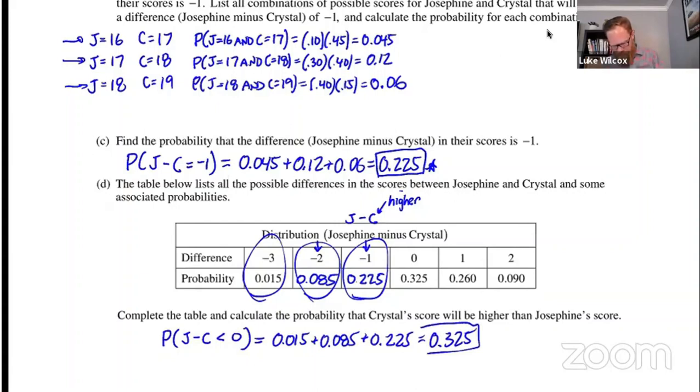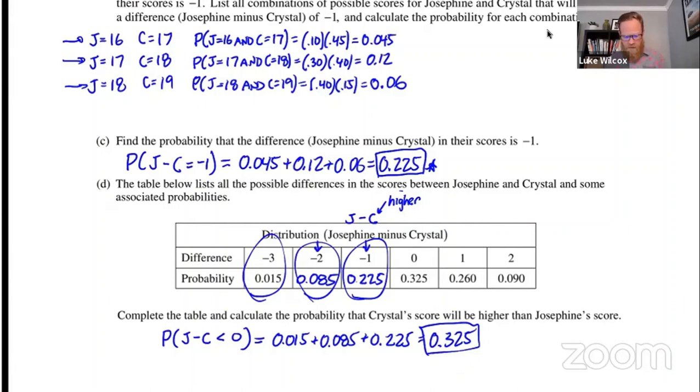0.325. So remember, at the beginning of the problem, we thought that these players might be equally likely to win this game because they had the same expected value, but it turns out that the probability that Crystal's score will be higher, that Crystal will win, is 0.325.